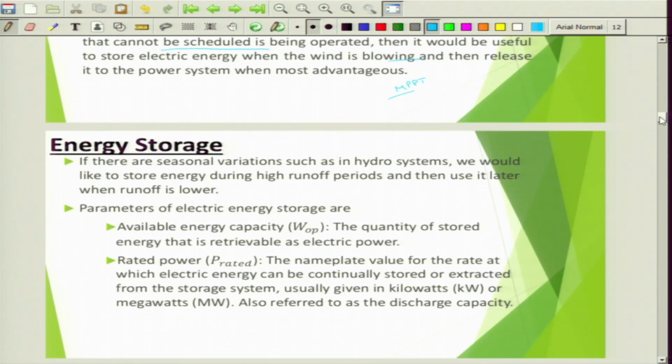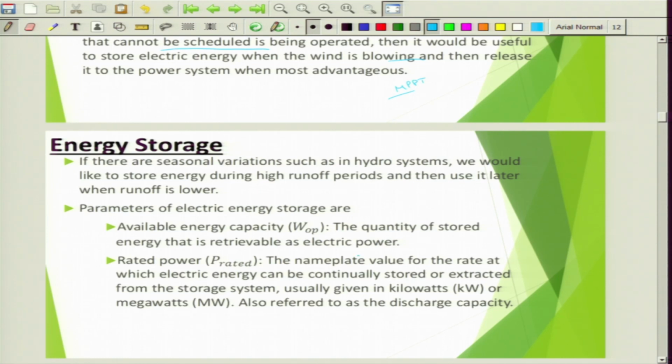So if there are seasonal variations such as in hydro systems, we would like to store energy during high runoff periods and then use it later when runoff is lower. That means if there is excess of water, store it, and when there is shortage of water, use it in an appropriate manner.